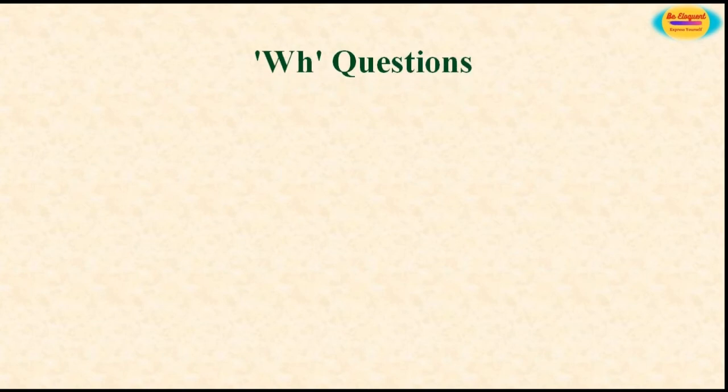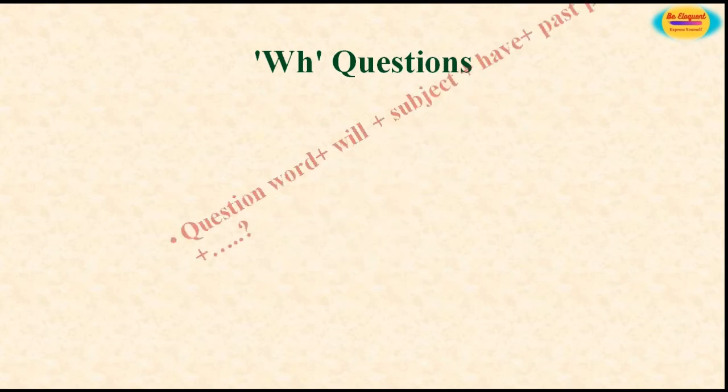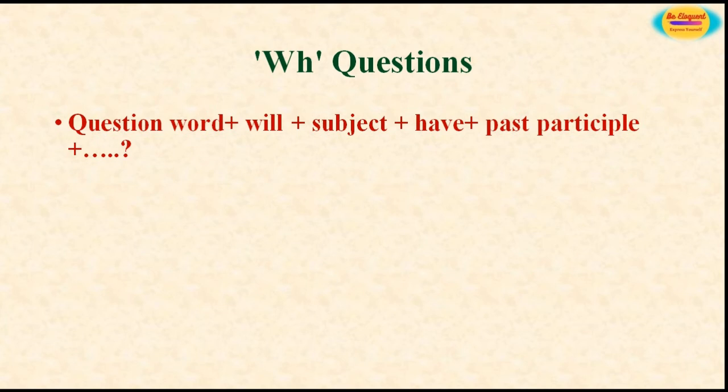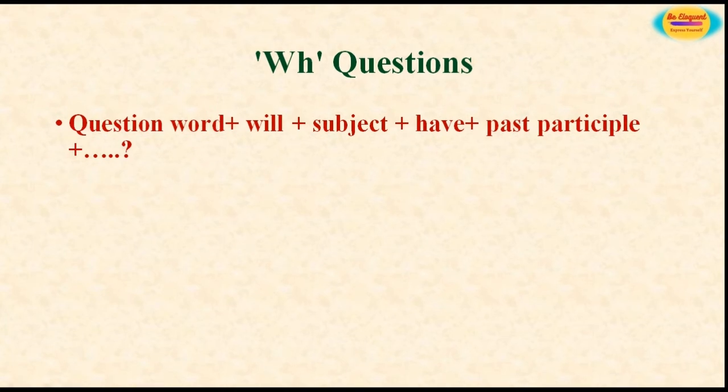You can use the following formula to form WH question. Question word plus will plus subject followed by have and past participle along with rest of the sentence followed by a question mark.